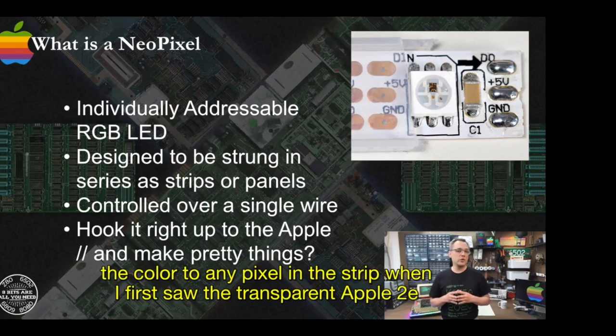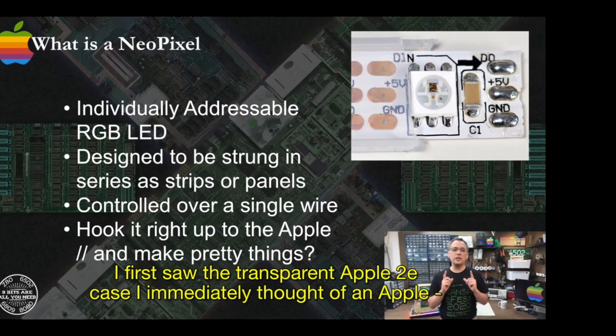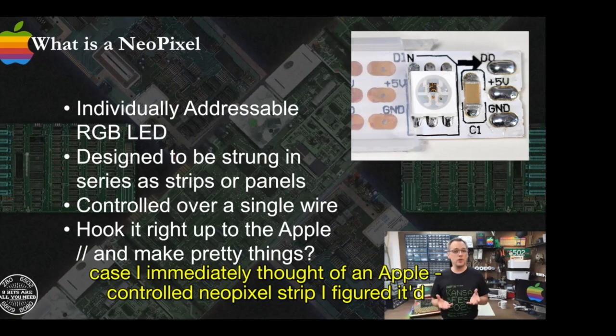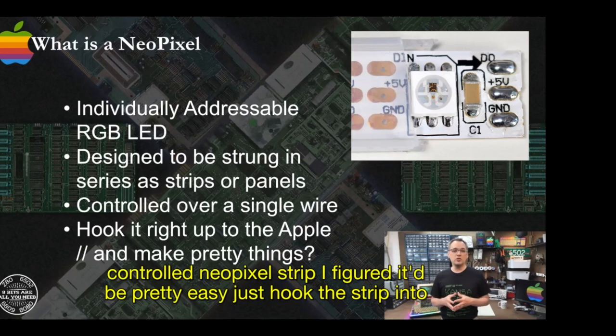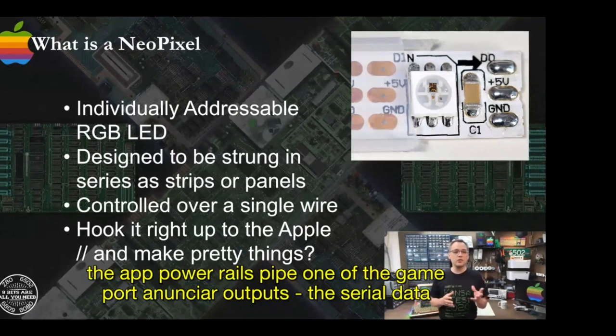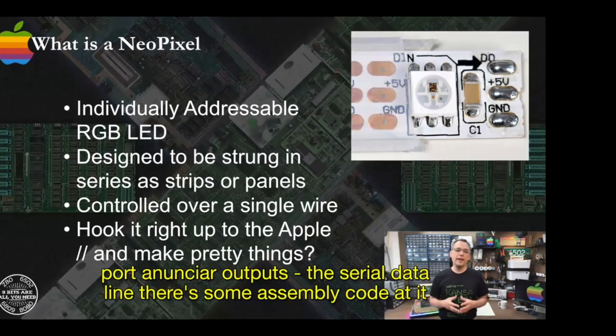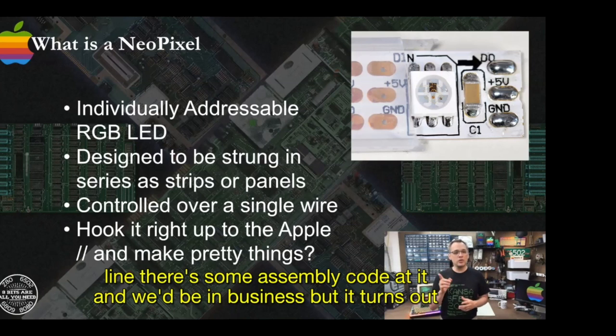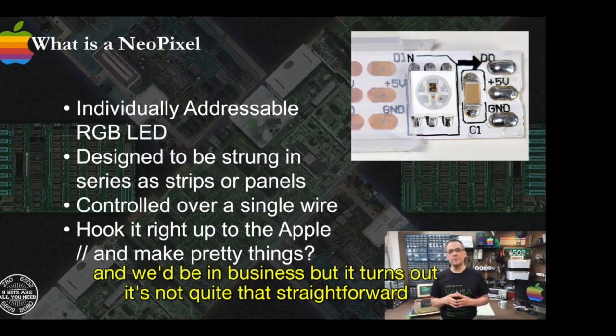When I first saw the transparent Apple IIe case, I immediately thought of an Apple II controlled NeoPixel strip. I figured it'd be pretty easy. Just hook the strip into the Apple power rails, pipe one of the Gameport annunciator outputs to the serial data line, throw some assembly code at it, and we'd be in business. But it turns out it's not quite that straightforward.